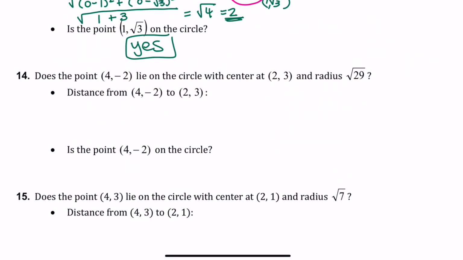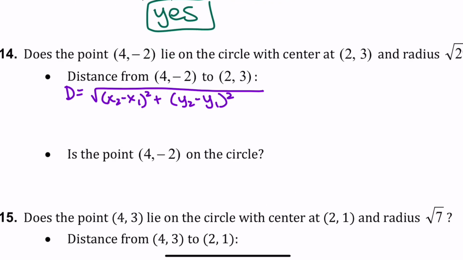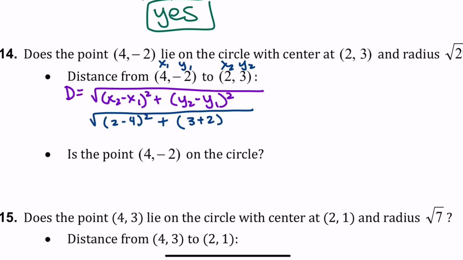So we have a center at 2, 3, and our radius is the square root of 29. First, we're going to find the distance between the center and the edge of the circle. And if we get the square root of 29, we'll know that it is on the circle. We have our x1, y1, x2, y2. We have the square root of 2 minus 4 squared plus y2, which is 3 minus a negative 2, which is plus 2 squared.